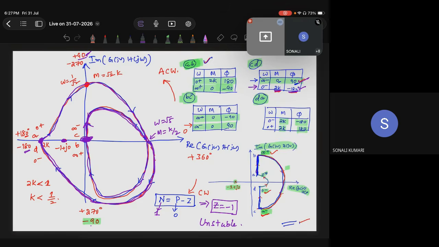Z is the number of closed loop poles on the right hand side of the s-plane. Here Z should be 0 for the system to be stable. But here we are getting a non-zero value, so hence it is unstable. Is this clear? Any doubts you have? You can ask me.